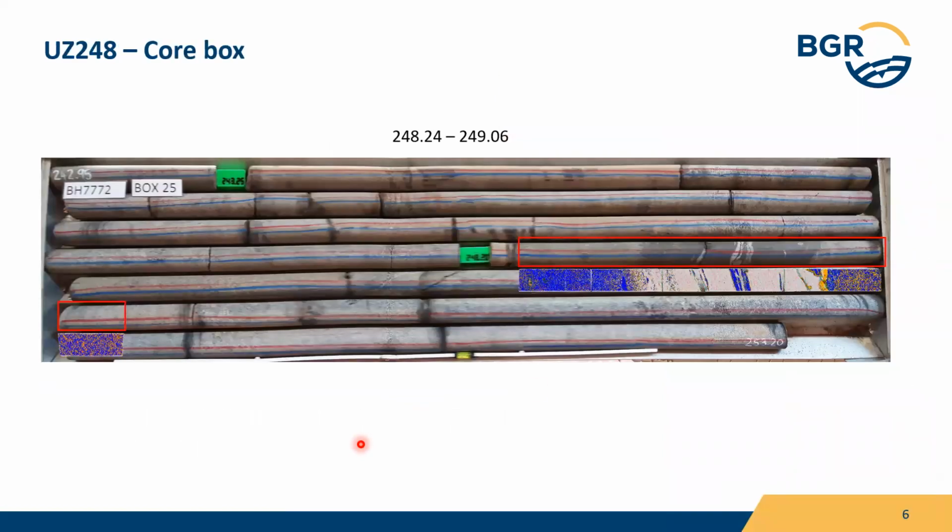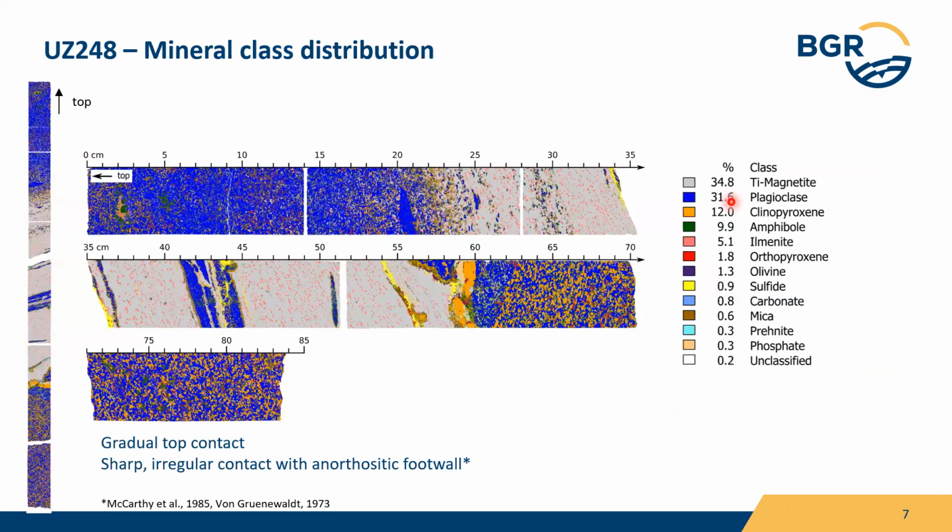So this is the overview of one of the drill cores that we have. This red box shows our sample. You can see here in dark the magnetite, and here those brighter areas are the plagioclase-rich areas. So this is a section from the drill core. It's a bit small, so I rotated it.